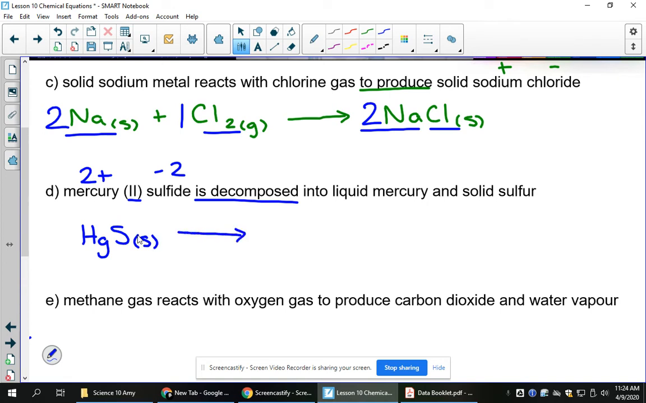Okay, where it says is decomposed, that's where your arrow goes. Liquid mercury and solid sulfur.